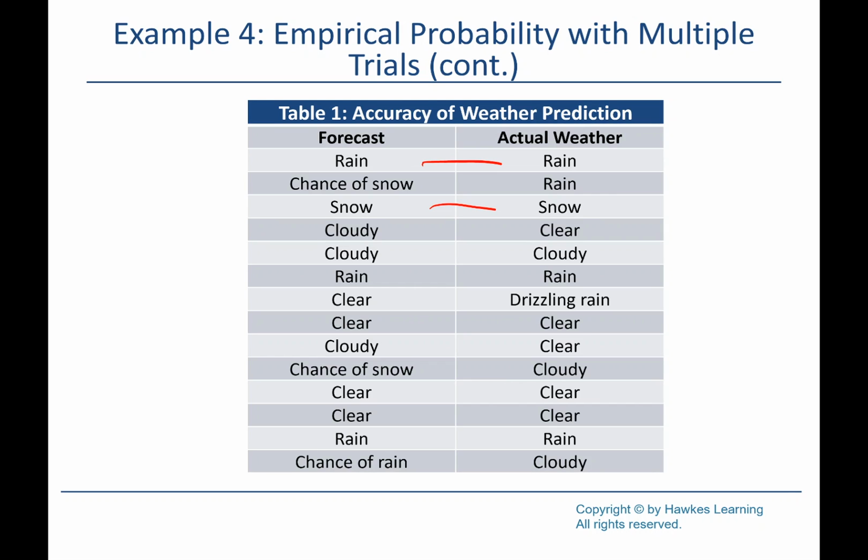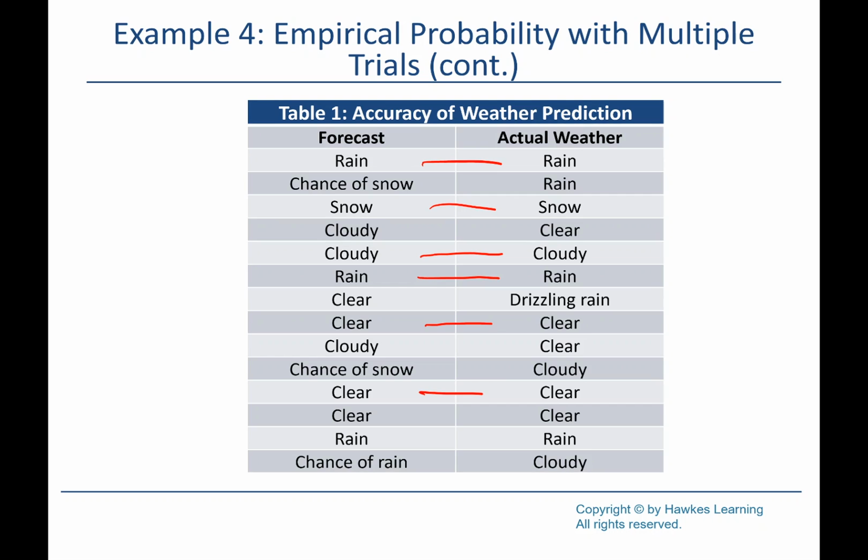Then we got snow, snow. And cloudy and clear, that one doesn't match, so I'll skip it. Next one's cloudy, cloudy, so that one worked. Then we got rain, rain, that one matched. We got clear and drizzling rain, that one does not match. Clear, clear does. Cloudy and clear doesn't match. Chance of snow and cloudy, I don't really know what to do with that one, but since it's not an exact match, I'm gonna leave it out.